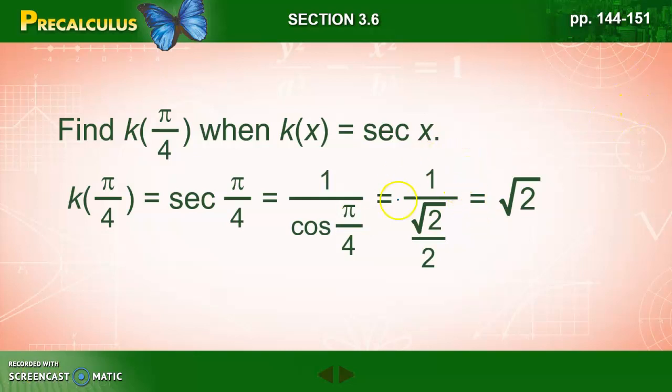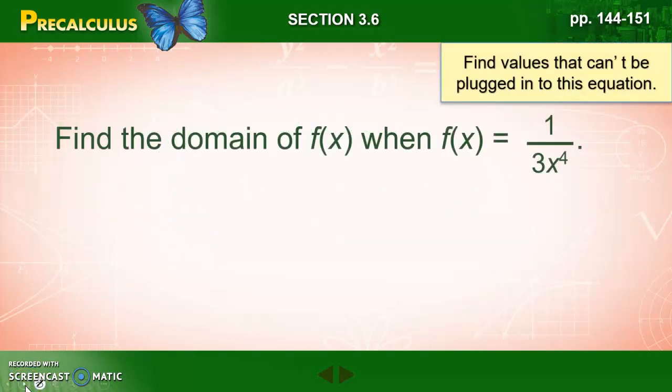If you're not sure how we got from here to here, this is just 1 divided by root 2 over 2, which is the same thing as 1 times 2 over root 2, which gives us 2 over root 2, and then we've got to rationalize the denominator using those steps that I took in the previous example, and that gives us root 2.